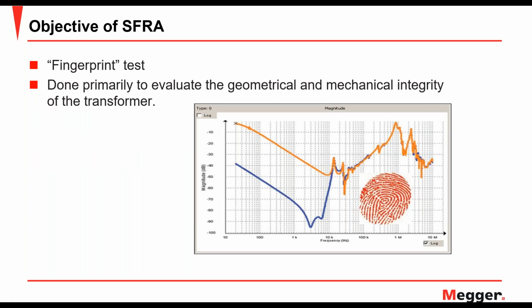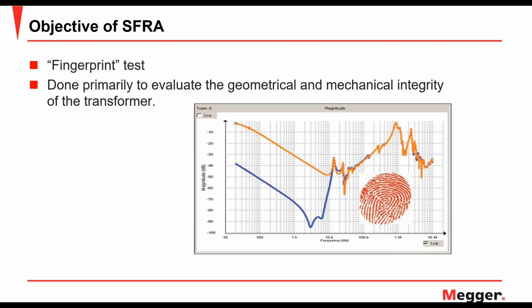All right, so let's get started. Let's begin by talking about why this test is done. So this test is called a fingerprint test. The objective of doing this test is to evaluate the geometrical and mechanical integrity of the transformer. Right? There are different tests that are done on transformers like turns ratio, winding resistance, power factor. Each of these tests serve a purpose. The winding resistance test is done to check the condition of the winding, to look for any broken strands, to look for shorted turns, to look for bad tap changer contacts, loose connections, things of that sort. A power factor test is done to look for any deterioration in the insulation.